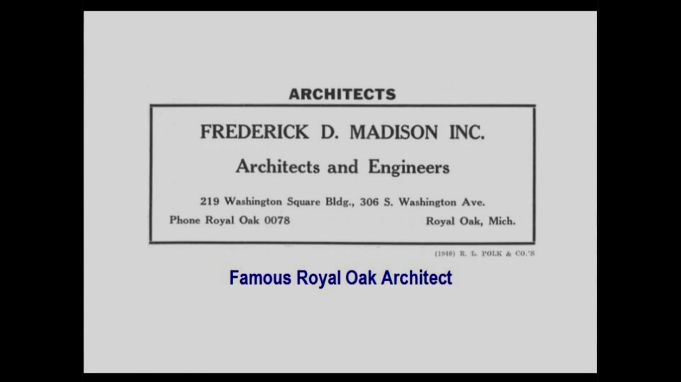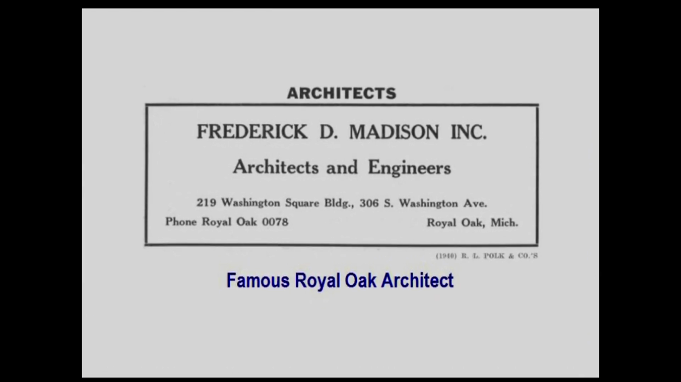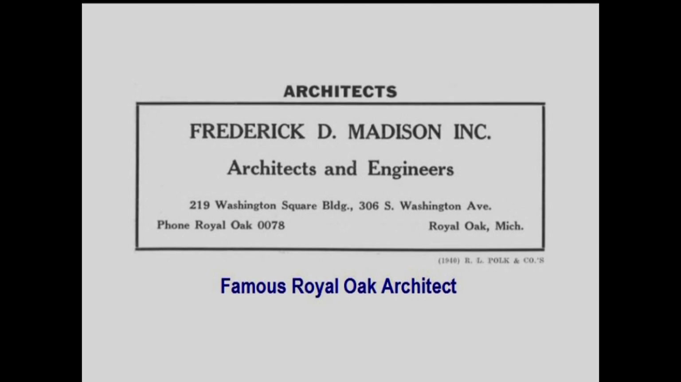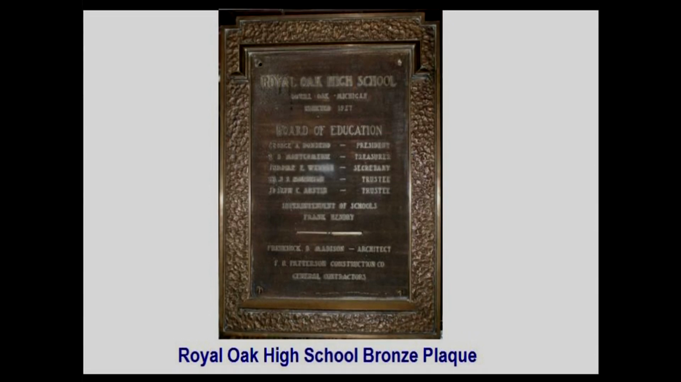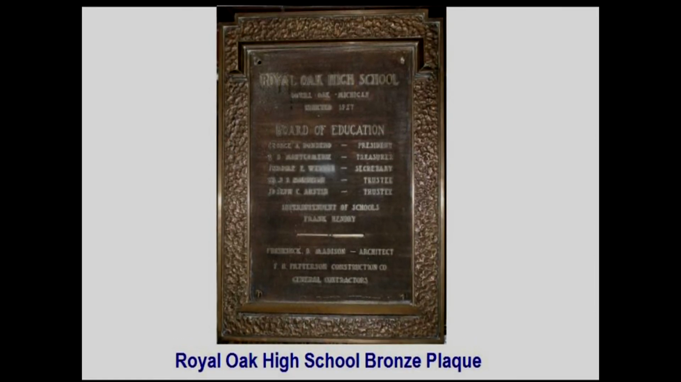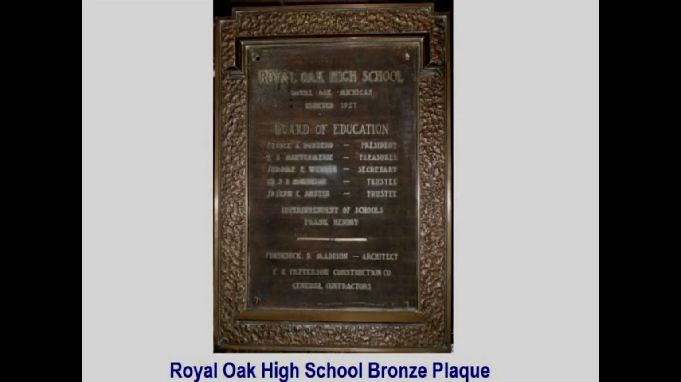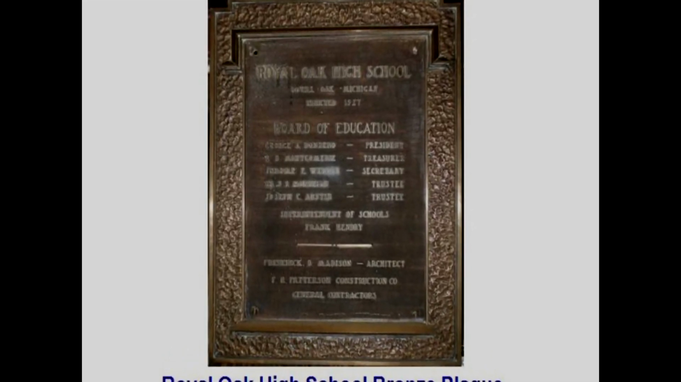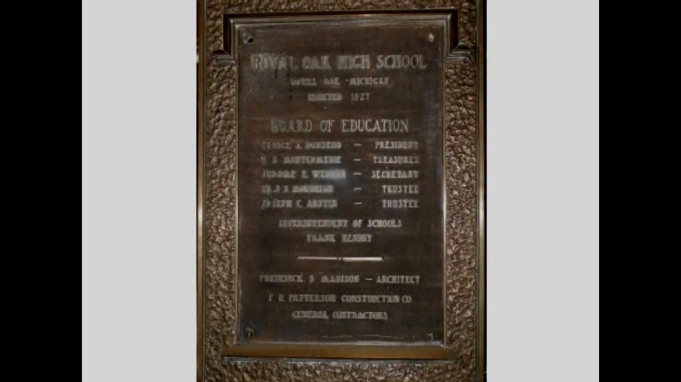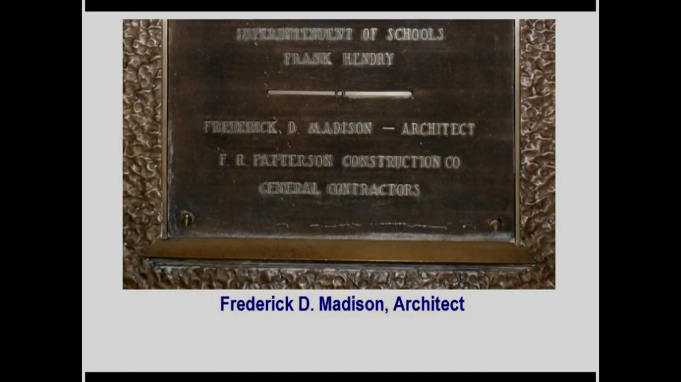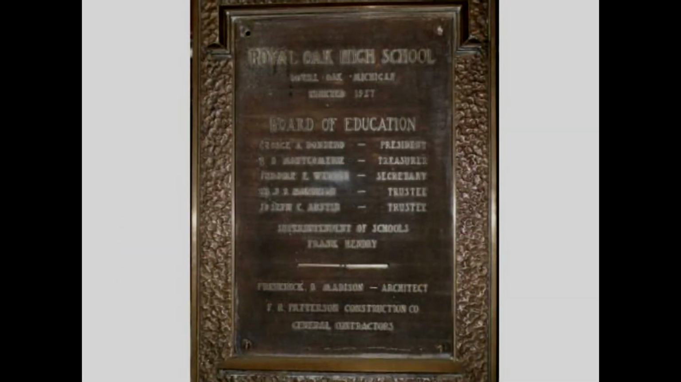This is an advertisement for Frederick D. Madison Incorporated, architects and engineers. He designed a number of buildings. For example, he designed the Royal Oak High School. This is the plaque, a bronze plaque, quite large. It's 3.5 feet tall, very heavy, constructed 1927. And down at the bottom it says Frederick D. Madison. Now I've enlarged it in this one. And you can see it says Frederick D. Madison Architect, and F.R. Patterson Construction Company, General Contractors. And you see his name on other structures in Royal Oak, particularly schools.